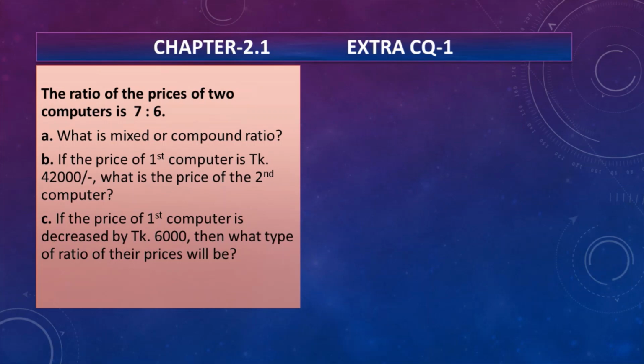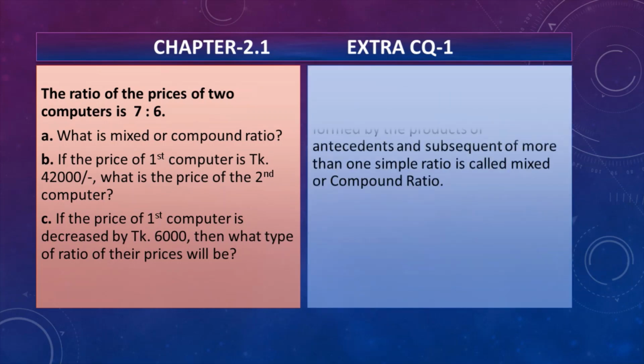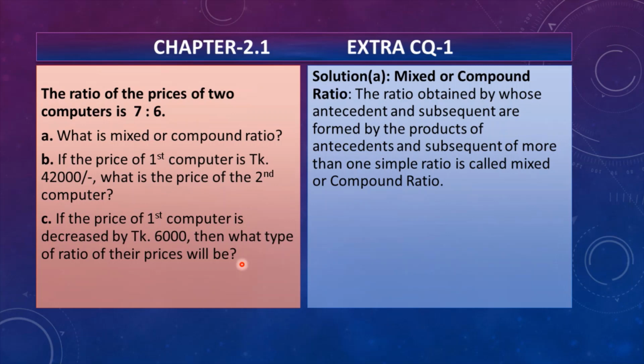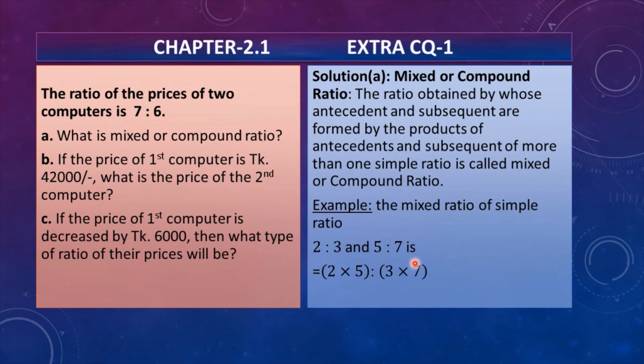Let us see the solution number A, my dear students. Mixed or compound ratio. The ratio whose antecedent and subsequent are formed by the products of antecedents and subsequents of more than one simple ratio is called mixed or compound ratio, my dear students. Let us see an example. The mixed ratio of simple ratios. These are the two ratios. First ratio is 2 is to 3 and second ratio is 5 is to 7. Then we have to find out the mixed or compound ratio. So this is the process, my dear students.